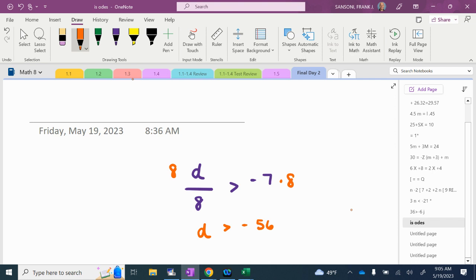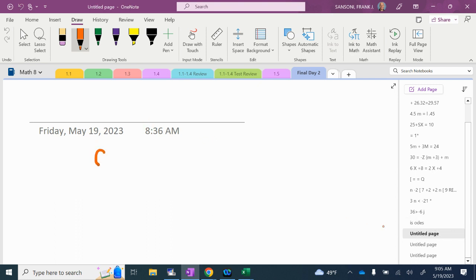Done with inequalities. We're now at number 37. Anyone know what this means? Greatest common factor. Remember that? I think that's a 7th grade skill as well. What used to be an 8th grade skill is now a 7th grade skill. I got 27x to the 4th.